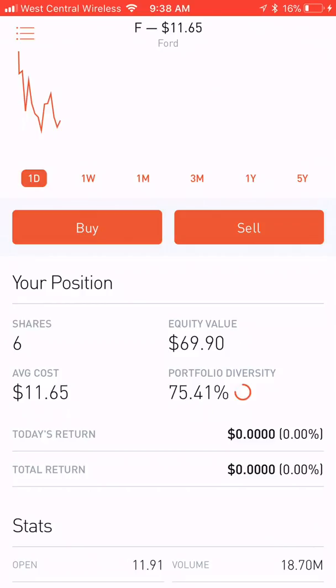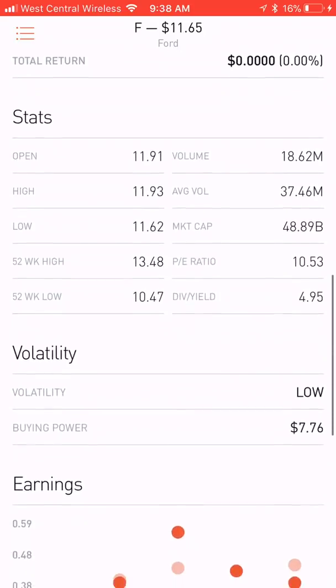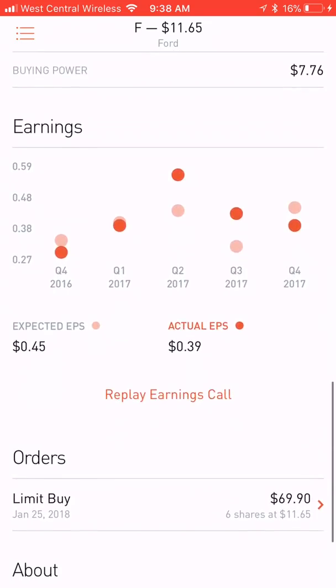If you're looking at earnings per share or whatever, you do have a little bit of it on here. You do have a PE ratio, but again, it's very stripped down. It doesn't have a lot of information. It does have a little earnings segment here.